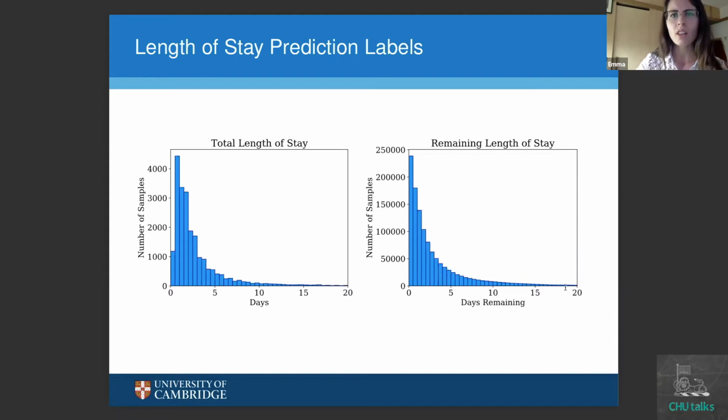The graph on the right is showing what happens if you take the remaining length of stay. So this is the problem that I showed on the previous slide, where we can predict at any point during the patient's stay, not just right at the start. And we can see that this distribution is very skewed. So there's a lot more short length of stay than longer length of stay. And the reason for that is because if the patient stays for 5 days, at some point during their stay, they'll have less than half a day left. So this is why they're contributing to the shorter length of stay bins.